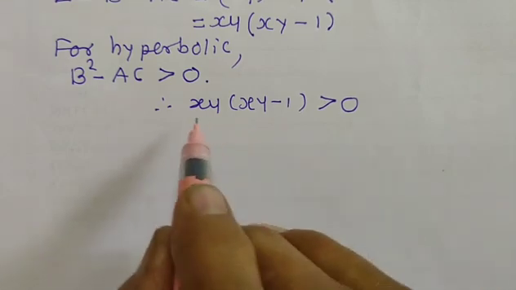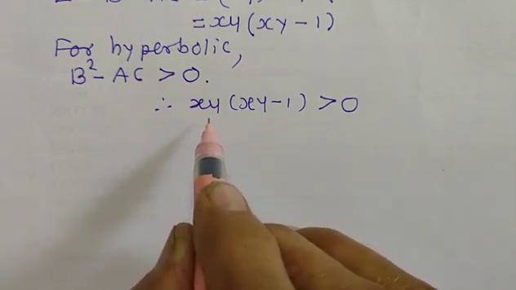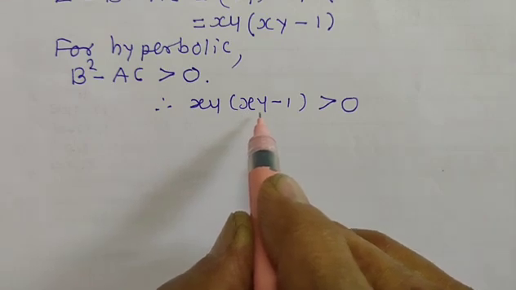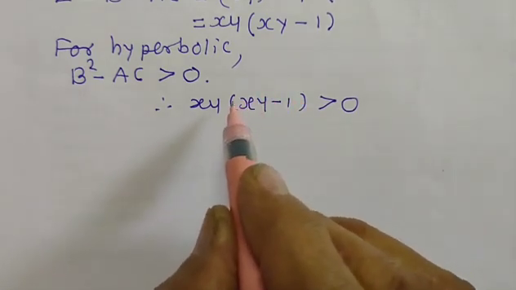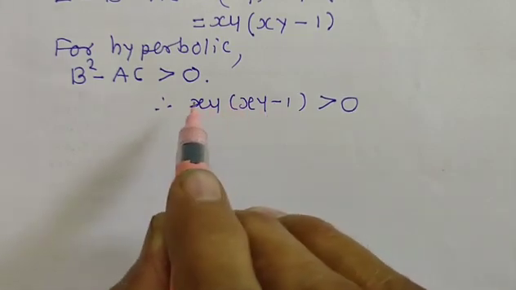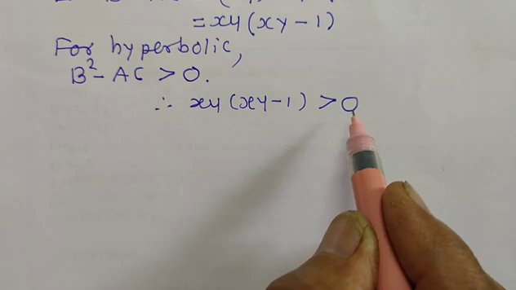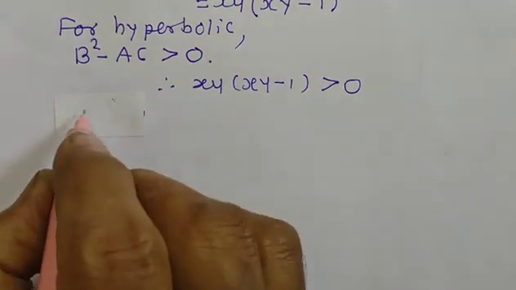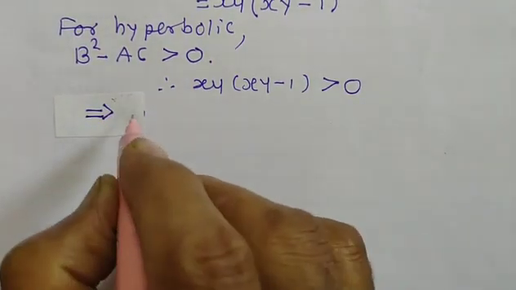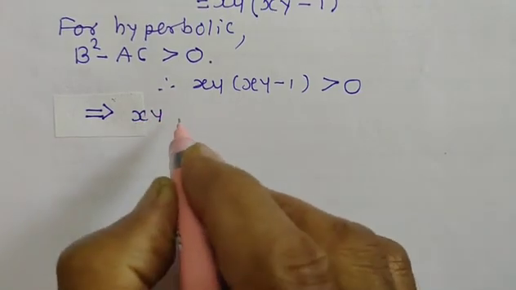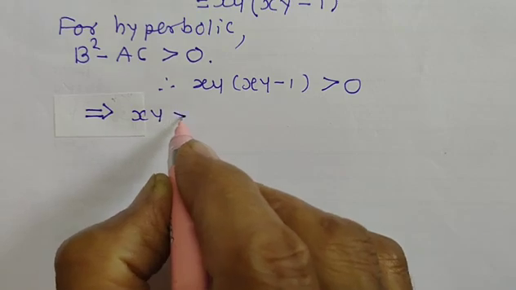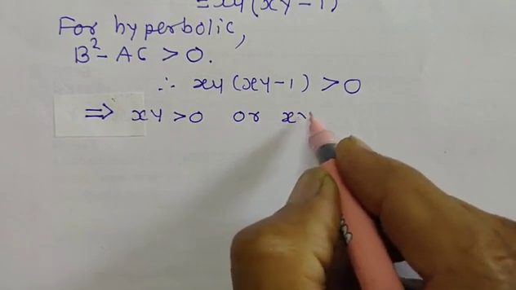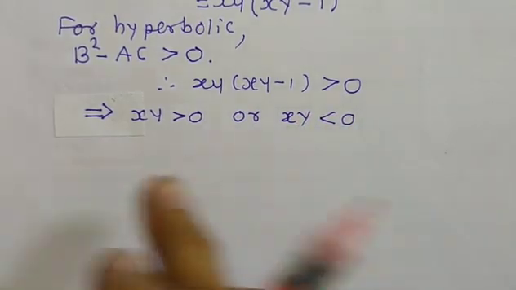Second possibility is what? XY is negative. If XY is negative, then XY minus 1 is also negative. So negative into negative, that will become positive. Therefore, there are 2 possibilities. So this implies XY is positive or XY is negative. So there are the 2 possibilities.